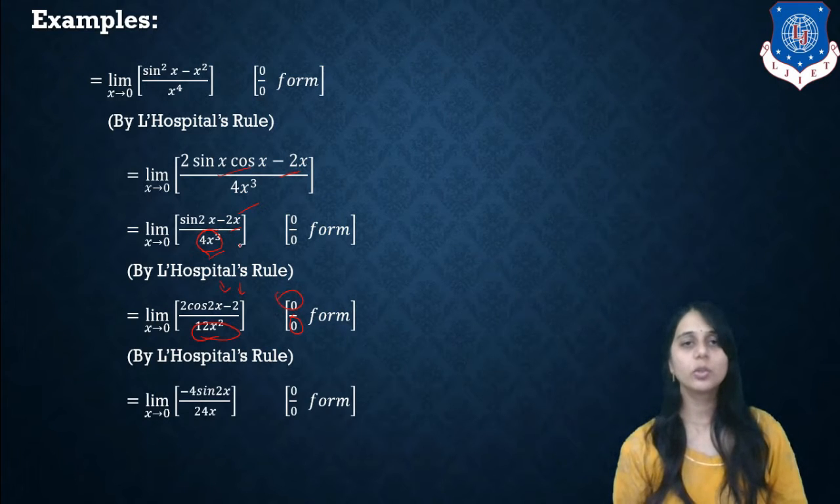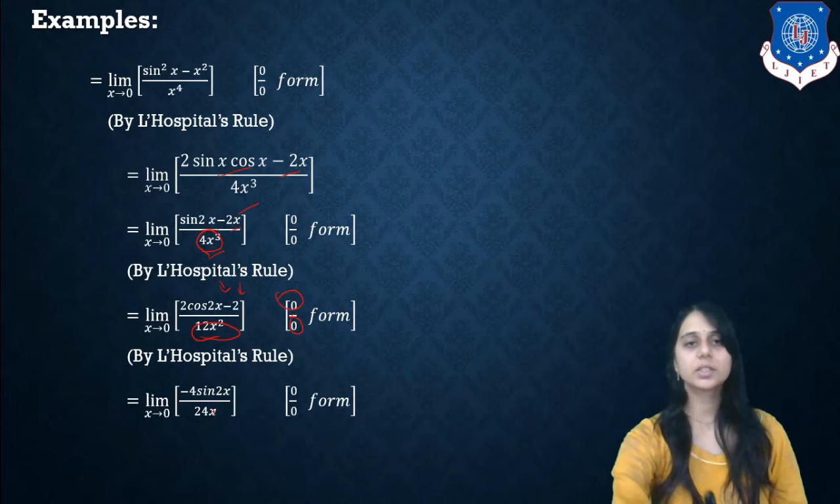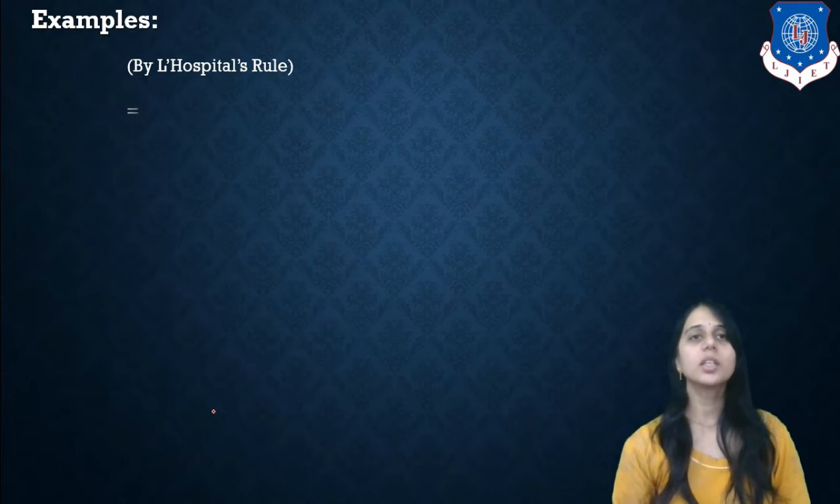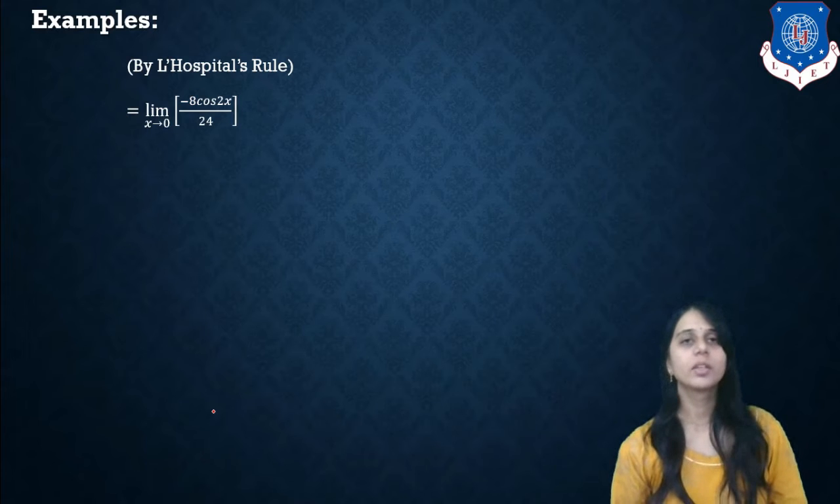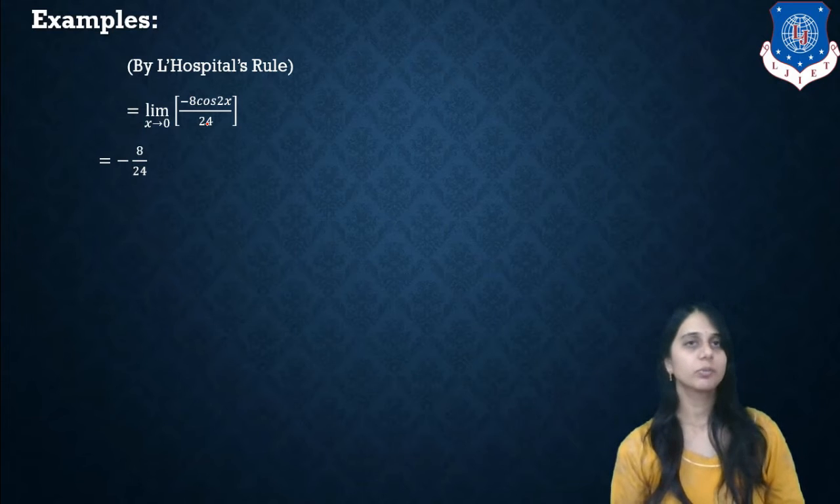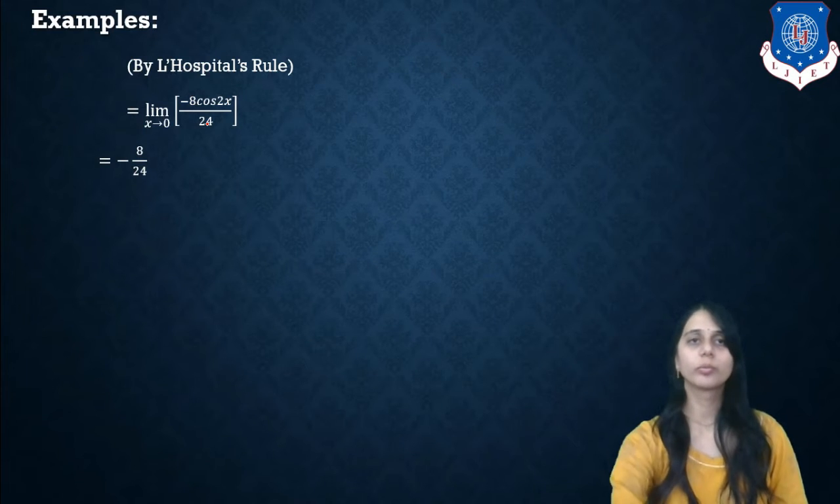For L'Hopital's rule, again differentiate. What is the differentiation of 2 cos 2x? It is minus 4 sin 2x. Differentiation of 2 is 0. Differentiation of 12x square is 24x. Now put the value x tends to 0. Again it is 0 by 0 form. Then differentiate the numerator, that is minus 8 cos 2x upon 24. And the answer is minus 8 by 24. So the last answer is minus 1 by 3.